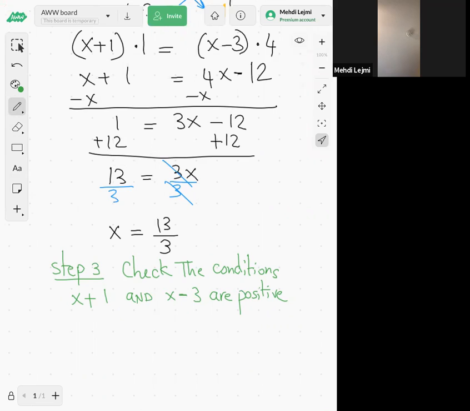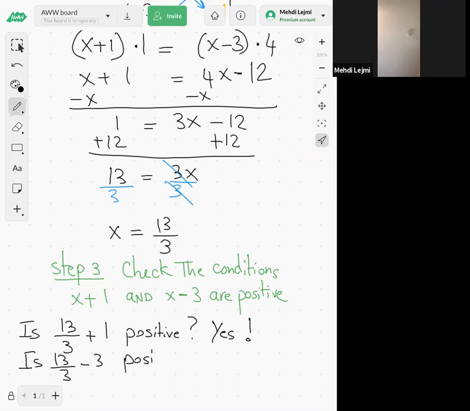So I have to check. Is 13 over 3 plus 1 positive? Yes, obviously, right? Now, is 13 over 3 minus 3 positive? Well, 13 over 3 is 4.33, right? 4.33 minus 3 is 1.33. So yes, it's also positive. So both of them are positive, so then that's a final solution.